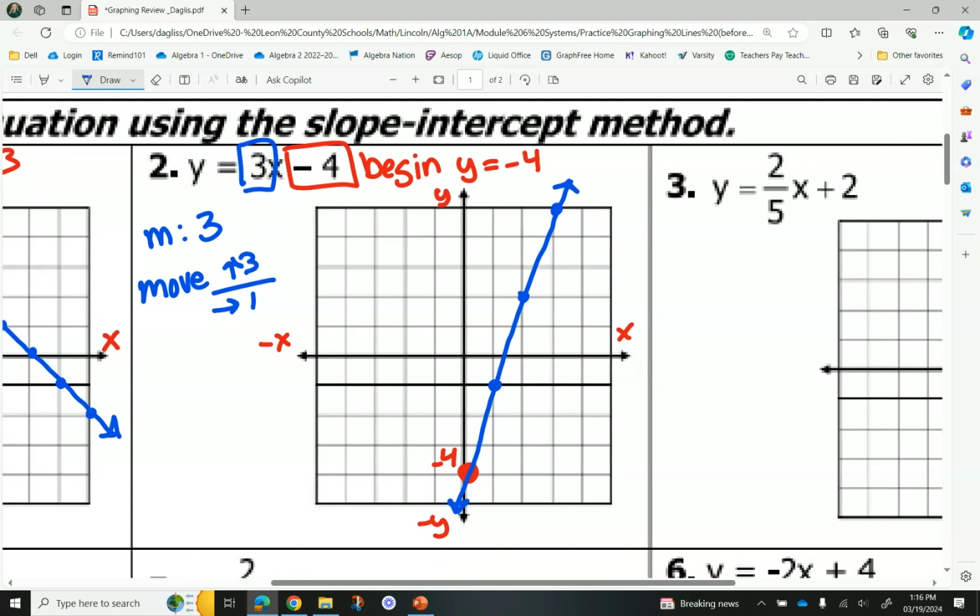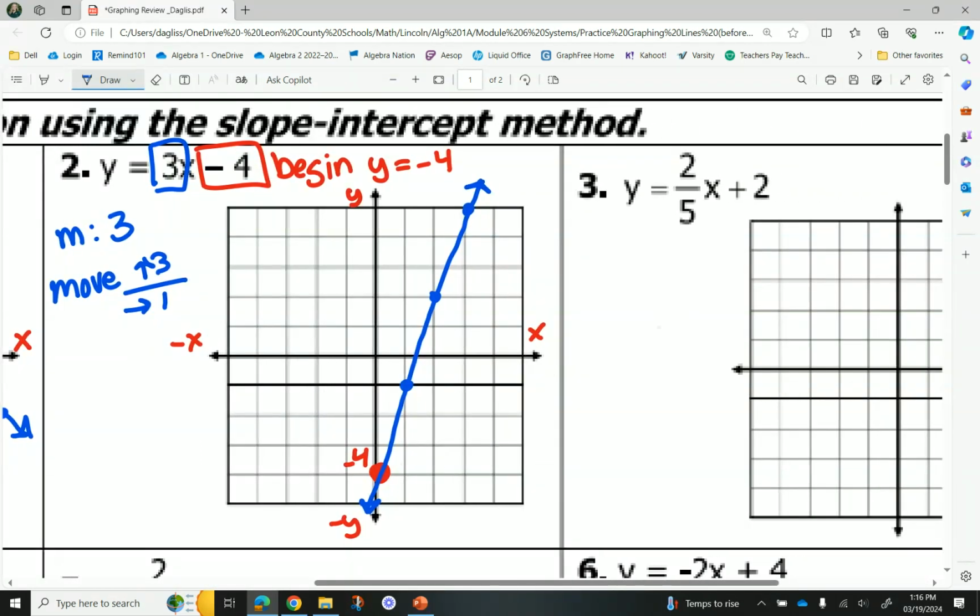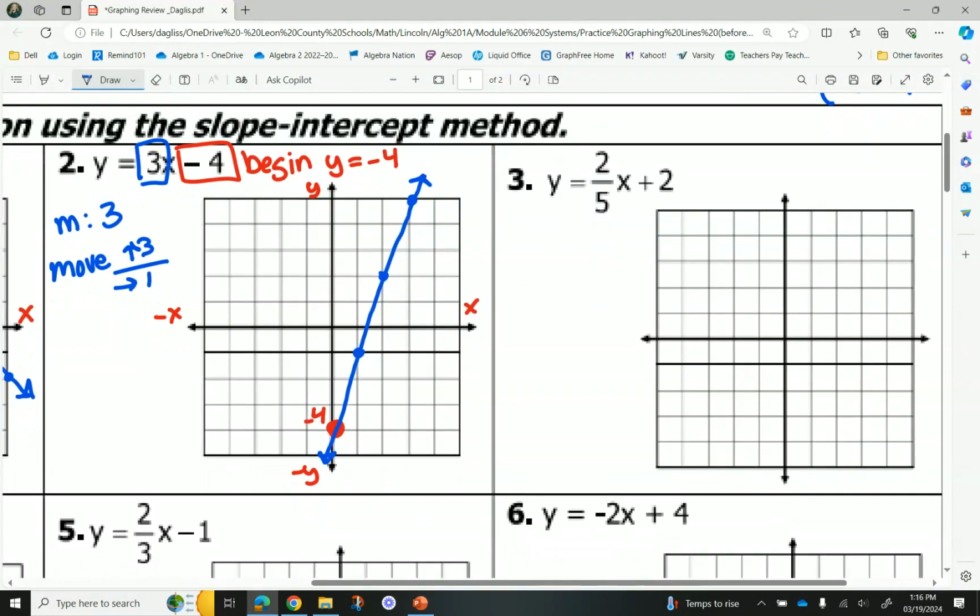All right, ready for number 3? All right, number 3. Where are we going to begin this line? Where am I beginning the line? There we go. Begin where y equals 2. So there's my y 2. No, you're good. And then our m is 2/5. So we're going to move.